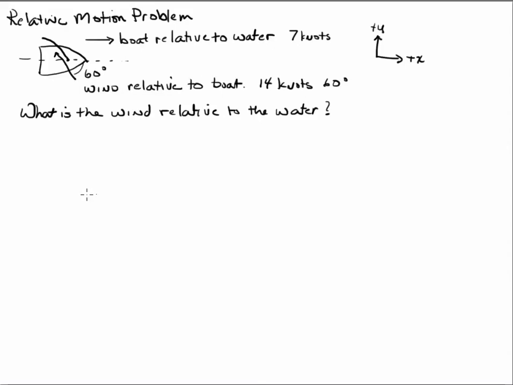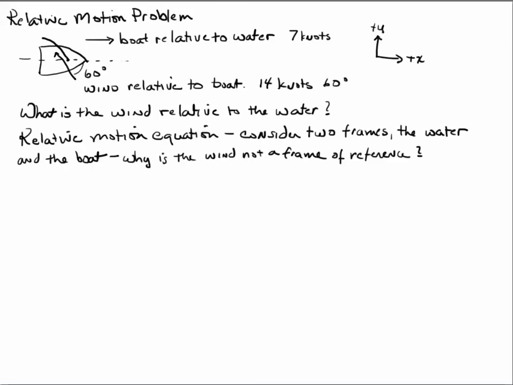Let's place our x and y axes and make sure we understand what they are. And of course, plus x direction is in the horizontal motion. The plus y direction is in the vertical motion relative to the paper. Now, our relative motion equation, we have to consider two frames. The water is one frame, and the boat is another frame of reference.